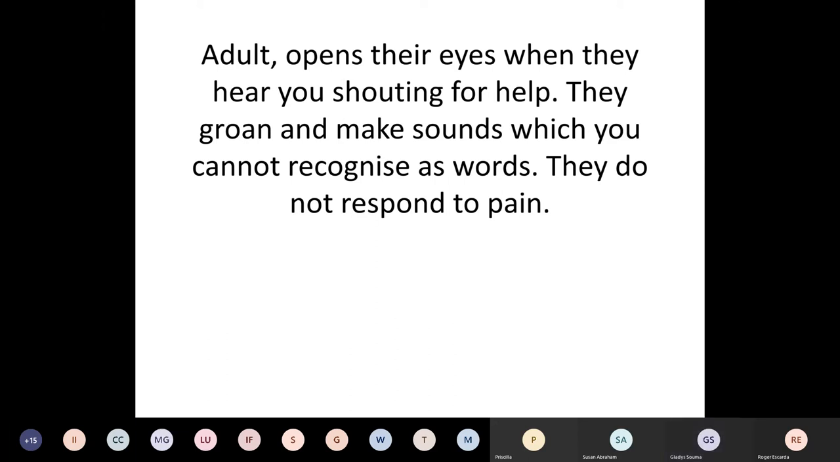9. You're too generous. Oh, 8. 7. A little too generous. 6. Six. Okay, this is a 6. Six, final answer. 6 because the eye is 3. They only make sounds, which are not words. That's a 2, that's groaning. 5, and then no response to pain, 1. 6.